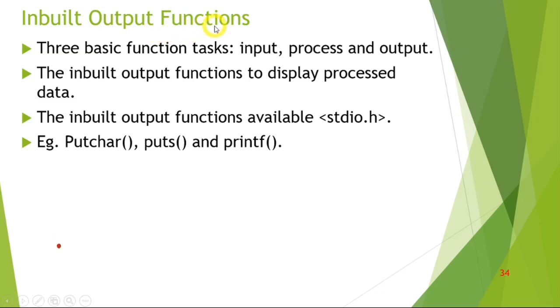Inbuilt output functions. Three basic tasks are there in a C program: first is input, then process, and output. The inbuilt output function is used to display processed data. When you run the program, with Alt F5, it will give you the output. The inbuilt output functions are available in the standard input output library, that is stdio.h. For example, putchar, puts and printf. These are the inbuilt output functions.